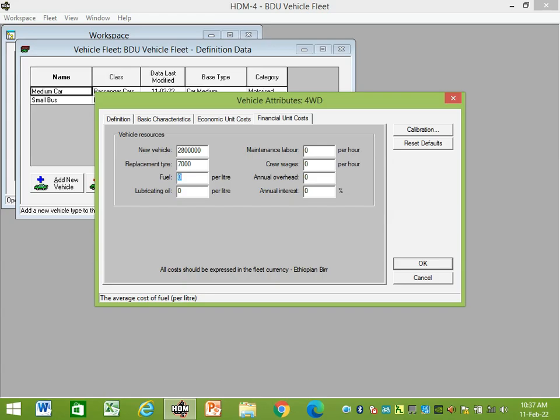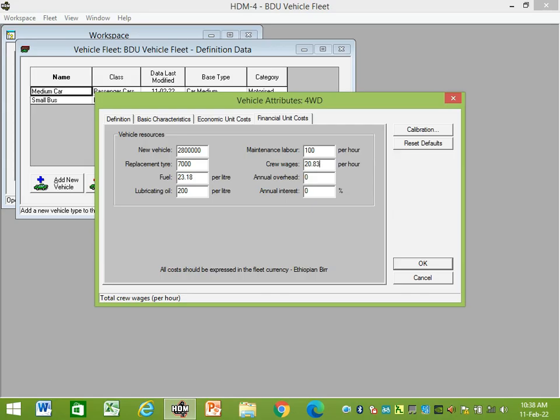Okay. Fuel is financial 23.18. Lubricating oil 200. Maintenance labor financial is 100. Crew wages financial is 20.83.